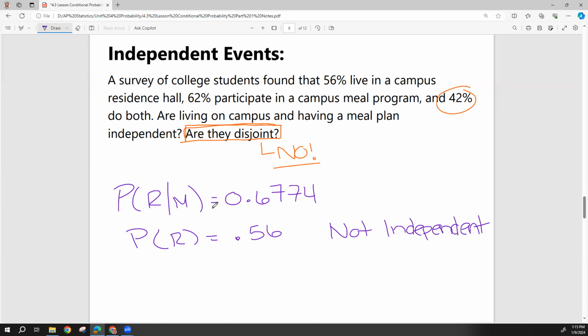This conditional probability changes, or this probability of living on campus changes, when we add that condition that the person has a meal program.